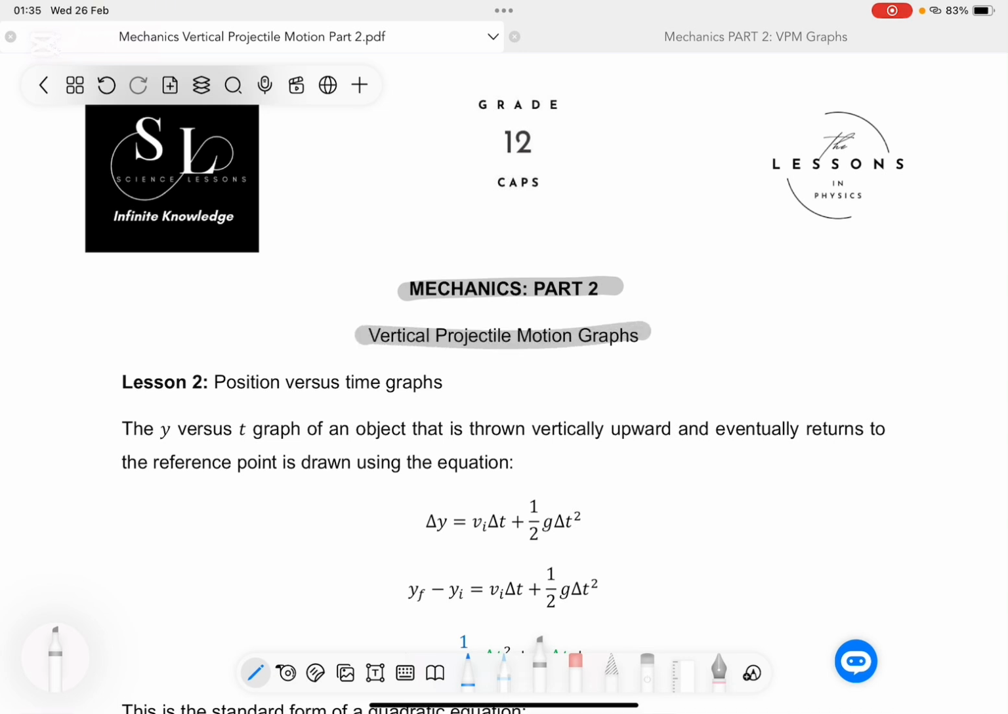In this section of mechanics, we are going to look at vertical projectile motion graphs. There are basically three graphs that we are going to study: the position versus time graph, the velocity versus time graph, and the acceleration versus time graph. We are going to focus our attention on each graph so that we fully understand it. We'll begin by looking at lesson 2, where we study position versus time graphs.